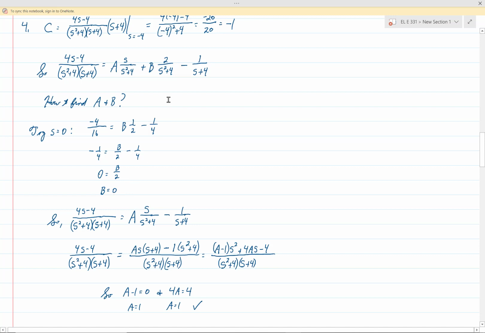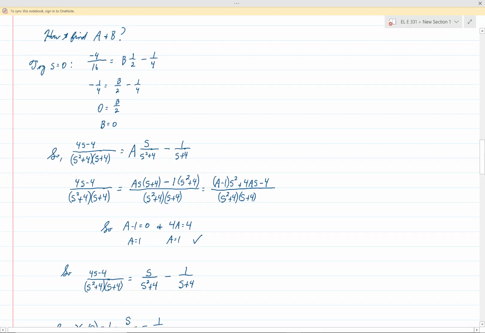Stick that back up here, and of course that means that that term will just drop out. And so now we have (4s minus 4) over (s squared plus 4)(s plus 4) is equal to a times s over s squared plus 4 minus 1 over s plus 4.